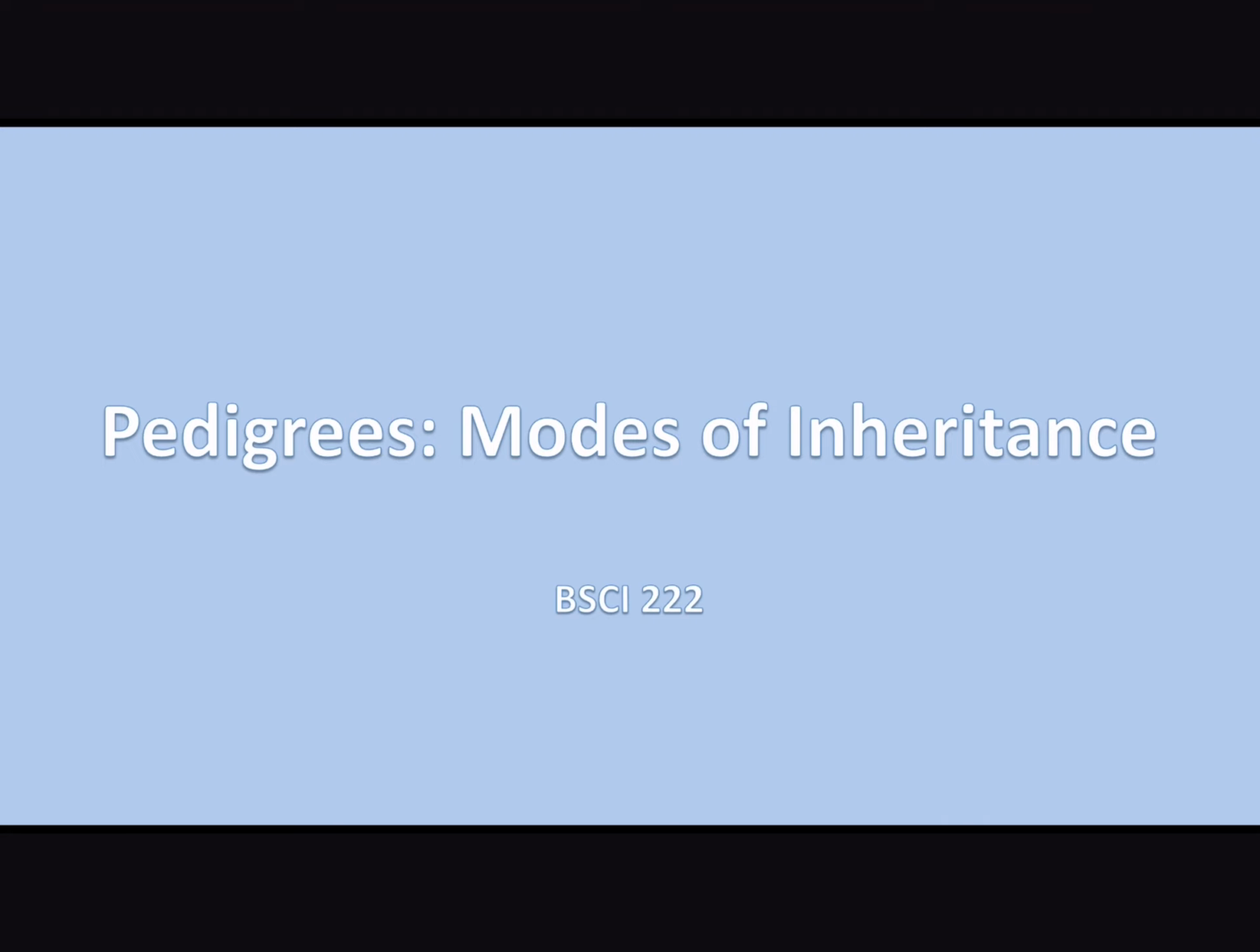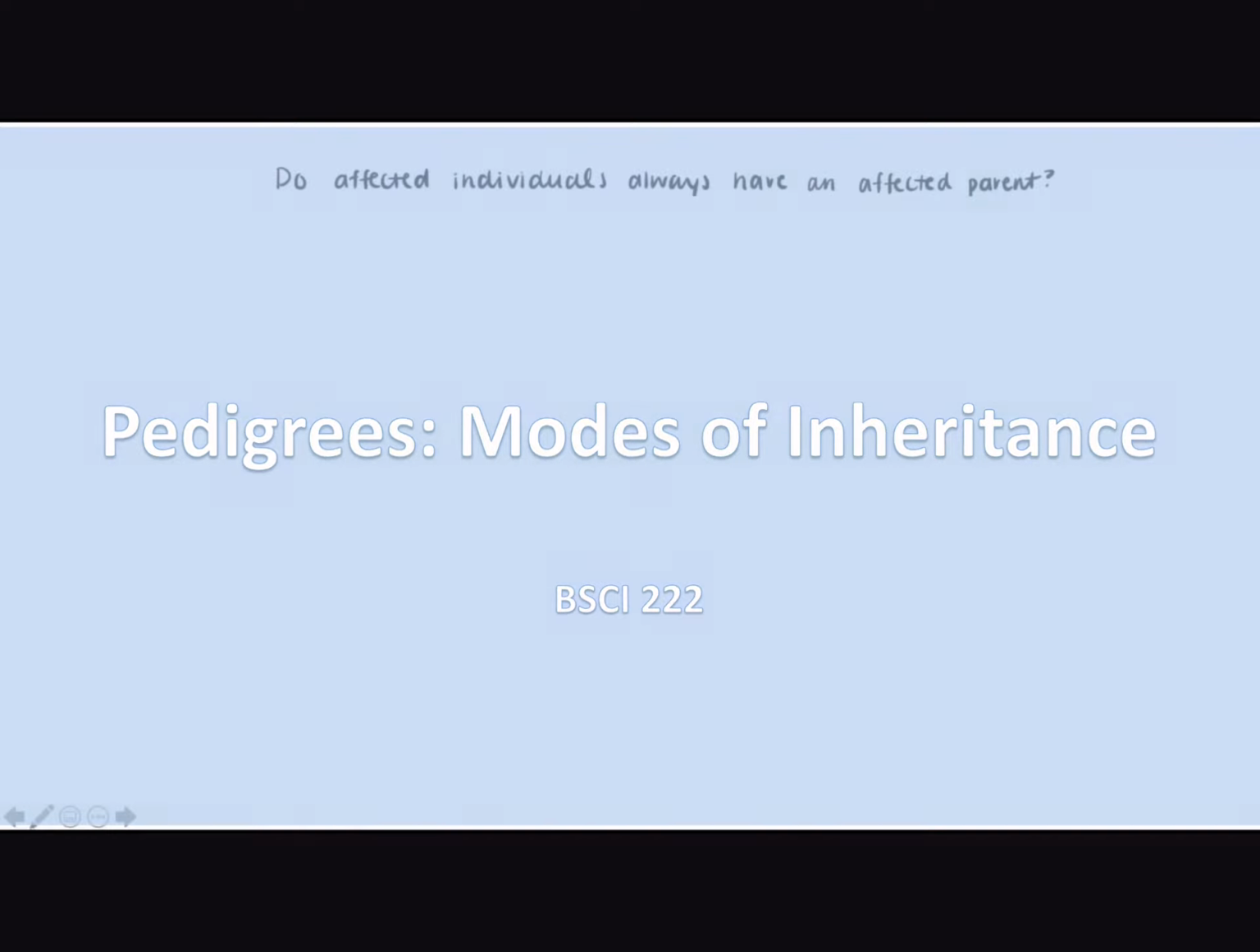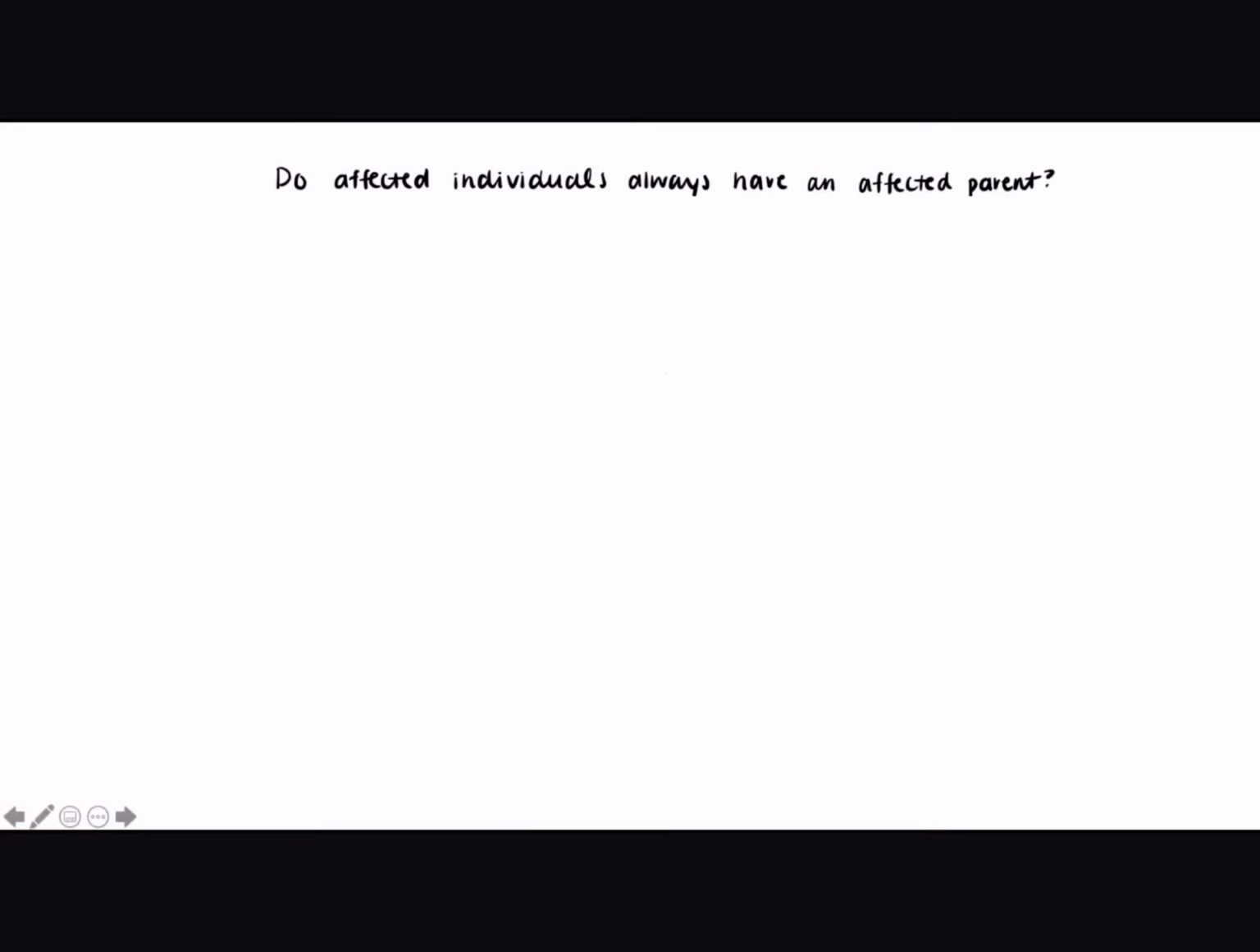I made a flowchart that helps me distinguish between various pedigree types. I'll explain why I use these questions. When I first look at a pedigree, the first question I ask is, do affected individuals always have an affected parent? And by affected, I mean those individuals who have the phenotype that we are interested in.